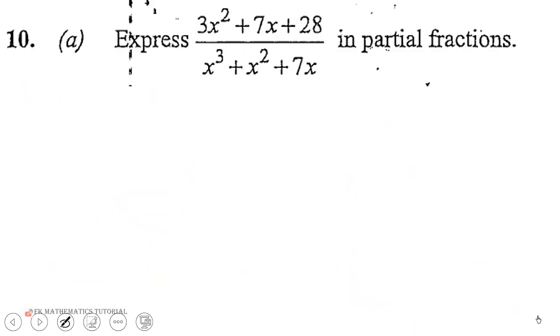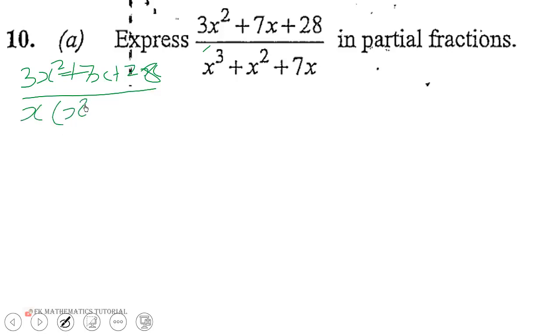For question number 10, we need to express 3x squared plus 7x plus 28 all over x cubed plus x squared plus 7x in partial fractions. So we can rewrite this expression as 3x squared plus 7x plus 28. We can factor the x in the denominator to obtain x times x squared plus x plus 7.